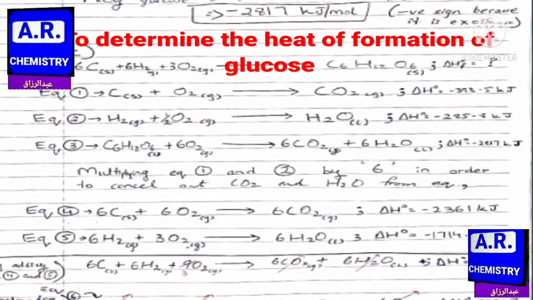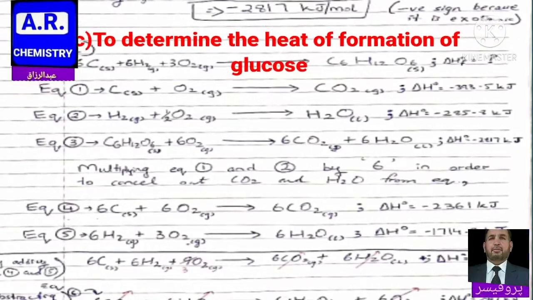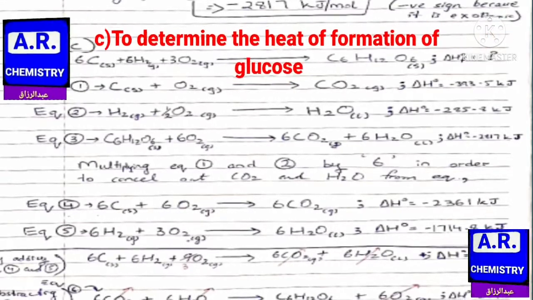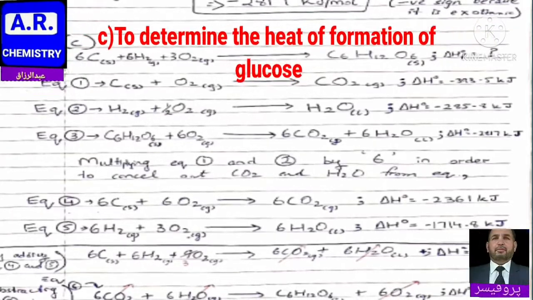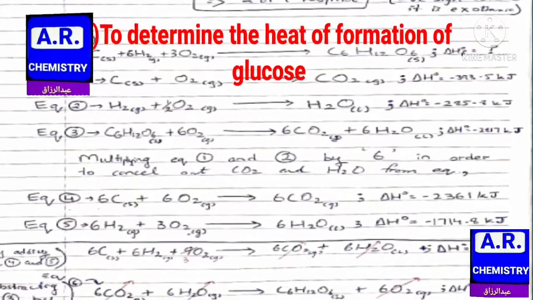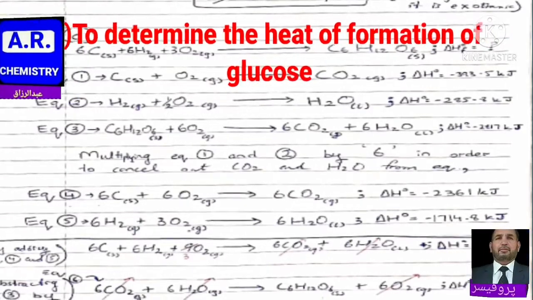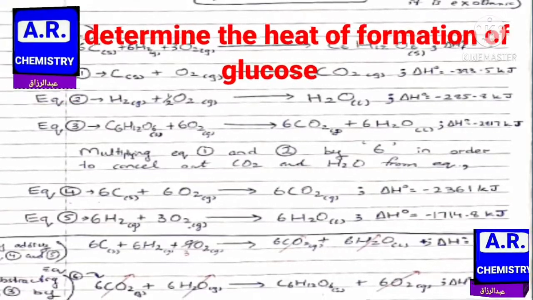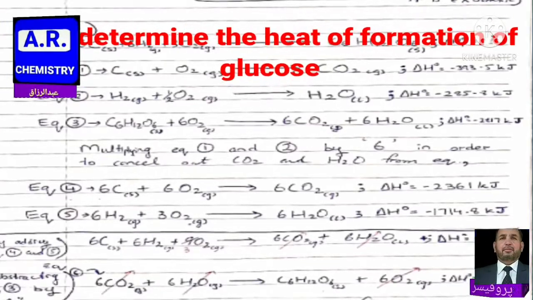After that, multiply the equation of combustion of carbon by 6 and the combustion of hydrogen also by 6, so that we get 6 moles of carbon dioxide in the combustion equation of carbon and 6 moles of water in the combustion equation of hydrogen. This is necessary because you have to cancel them out, because in your target equation no carbon dioxide and no water is present. So now after multiplying both these equations by 6, you are to add these two equations.